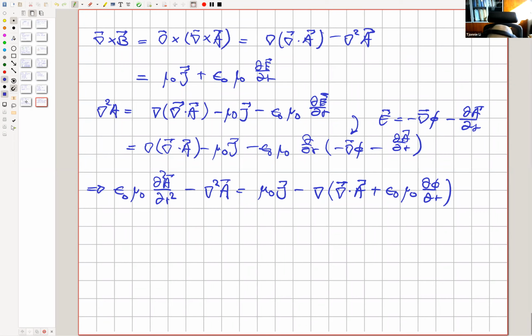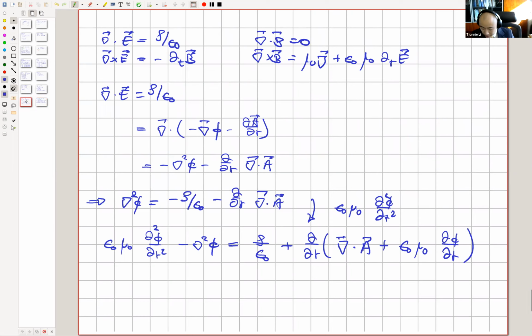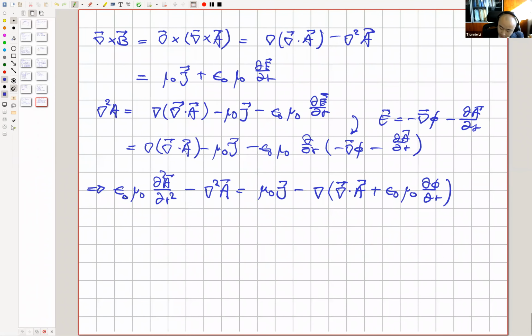Okay. So let me now give you a comparison of these two equations. In this equation here at the bottom, we've got on the left-hand side something that resembles the wave equation, and on the right-hand side something that resembles the source term. Similarly here, we've got something that looks like a wave equation on the left-hand side, and then a source term on the right-hand side.